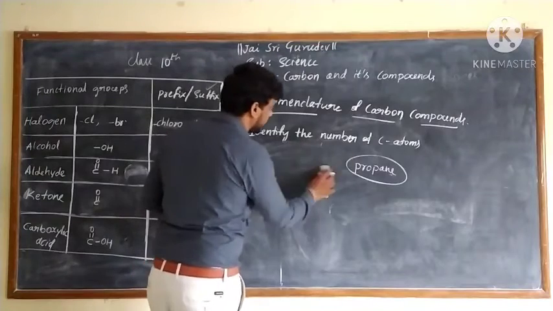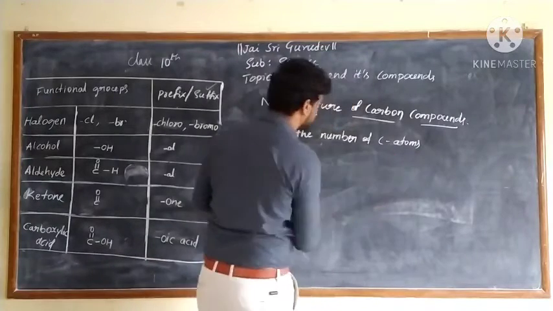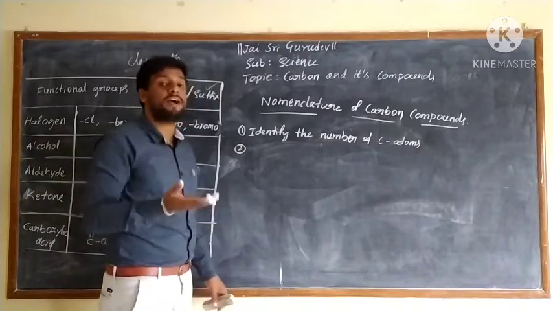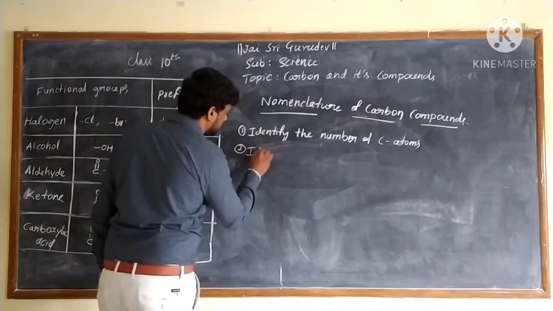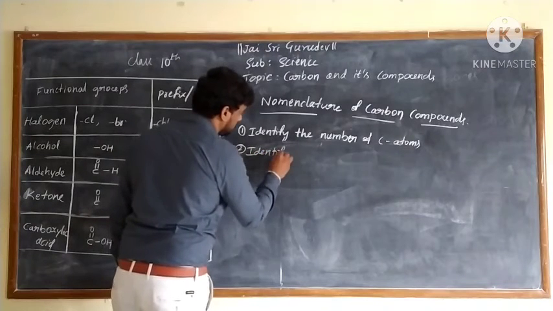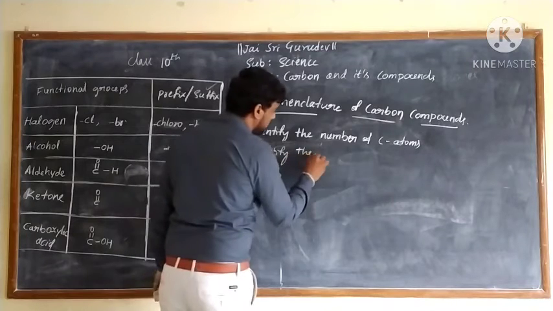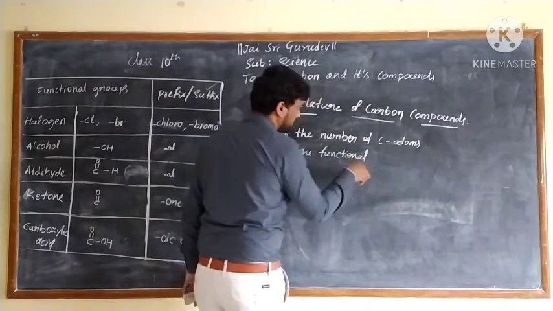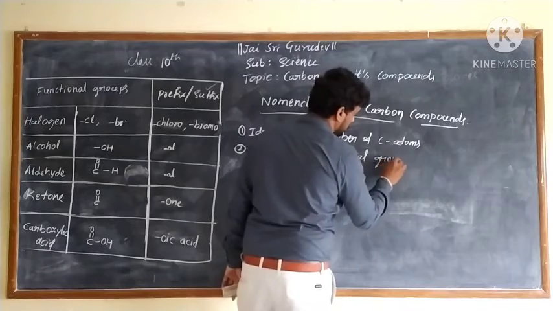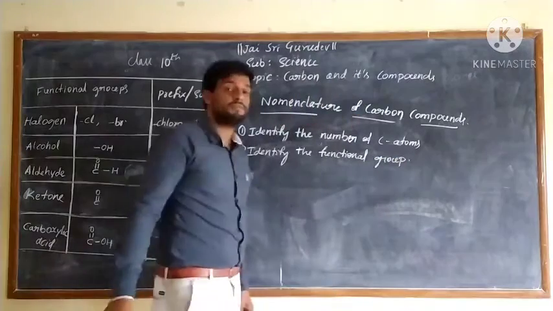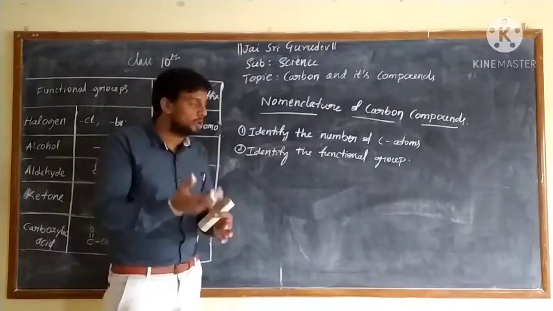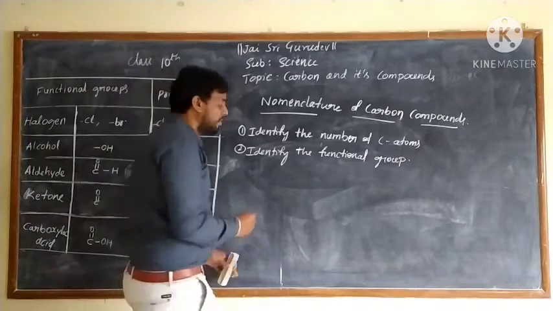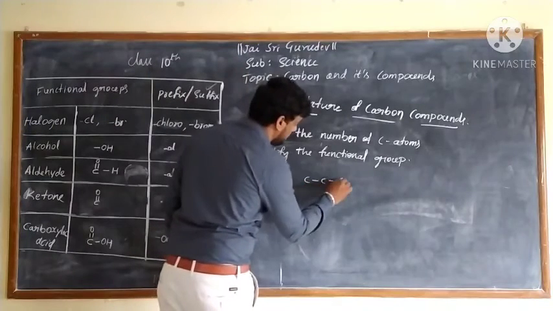Next, the second rule of nomenclature is to identify the functional group. Identify the functional group to put the prefix or suffix. Let us recall this with one more example.